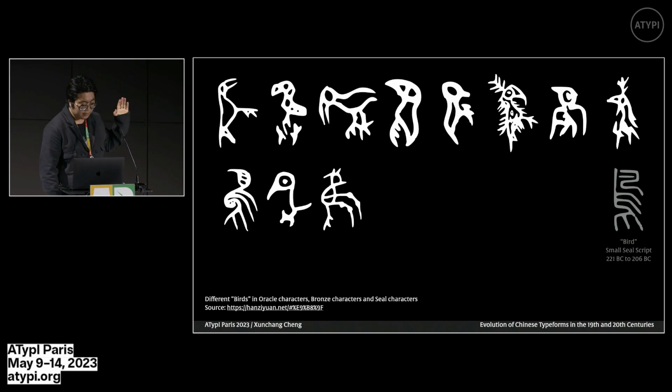You can see the list of Oracle bone inscriptions, bronze inscriptions and seal scripts. The oracle bone and bronze inscriptions for birds vary in form, with different orientations. They have different postures, and some birds have many feathers, while others are simplified.